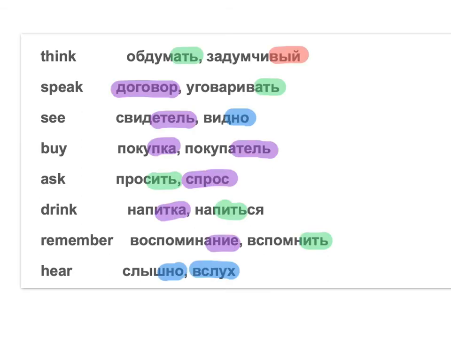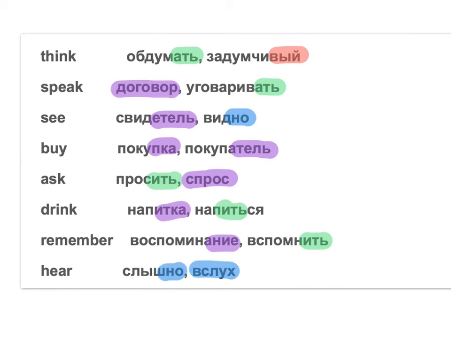Verbs are pretty easy to identify. You see them ending in the мягкий знак, and they're highlighted here in green. Обдумать, уговаривать, просить, напиться, вспомнить. Adjectives are also pretty easy to identify. Here we have задумчивый. This is our only adjective here. Adverbs, many times are easy to identify. These two here, видно and слышно, are pretty easy to see. Вслух is a little bit more difficult. This is also an adverb, even though it doesn't have the ending о.